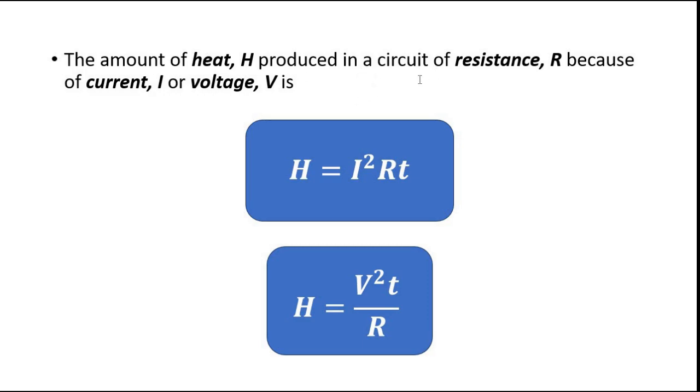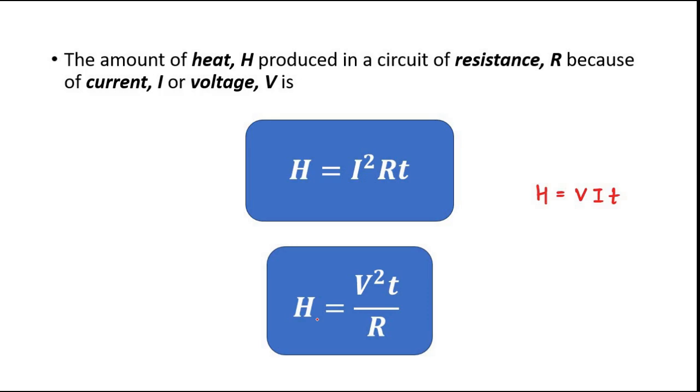The amount of heat produced in a circuit consisting of a resistor R because of current I or voltage V is this: H equal to I square R T, H equal to V square T by R. We know heat energy is equal to V I T.